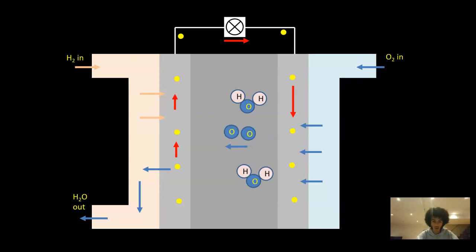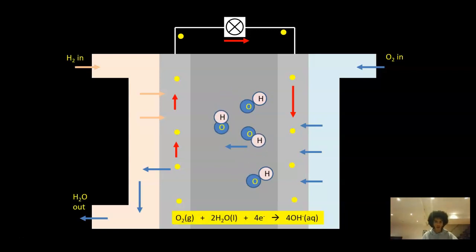Okay, so if this is my oxygen, it will basically separate up, and then the hydrogens will move across like so. And it will create 4 lots of OH minus ions. Okay, so the half equation that happens at the electrode of oxygen is shown at the bottom. You've got your oxygen, it reacts with the 2 molecules of water that we had before, and then it creates 4 lots of these hydroxide ions, OH minus.